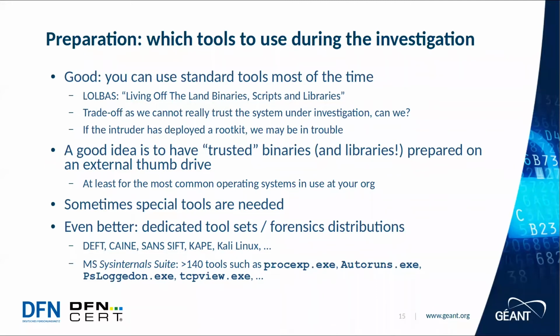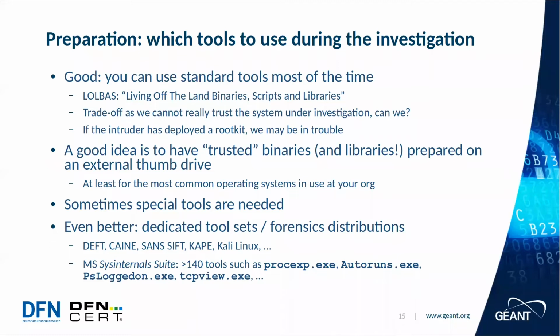But it's a trade-off, as we can't really trust the system because it may have been attacked, and if the intruder has deployed a rootkit, we may be in trouble because the tools we will be using will show us something different than the real tools. So a good idea, especially if you're an IT administrator, is to have trusted binaries and libraries prepared on, for example, an external thumb drive, a USB drive, or an external hard disk, at least for the most common operating systems in use. Then you can use those tools on the system during an investigation, and you don't need to trust the tools on the system.